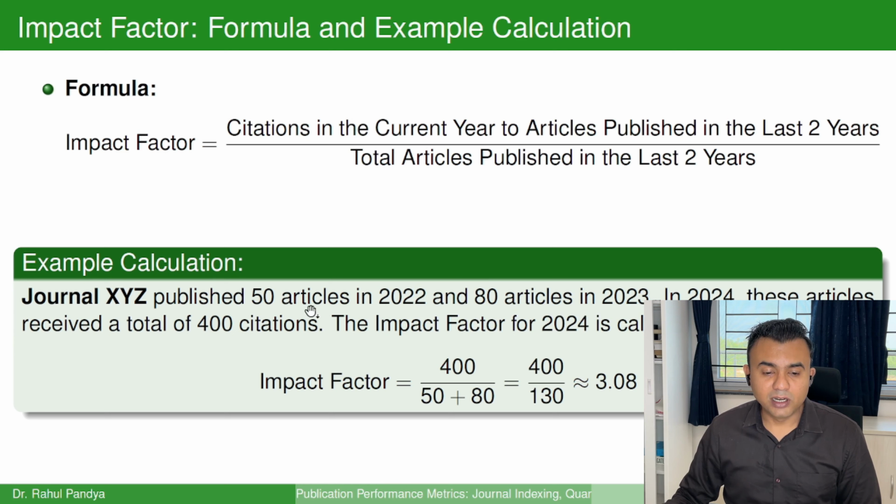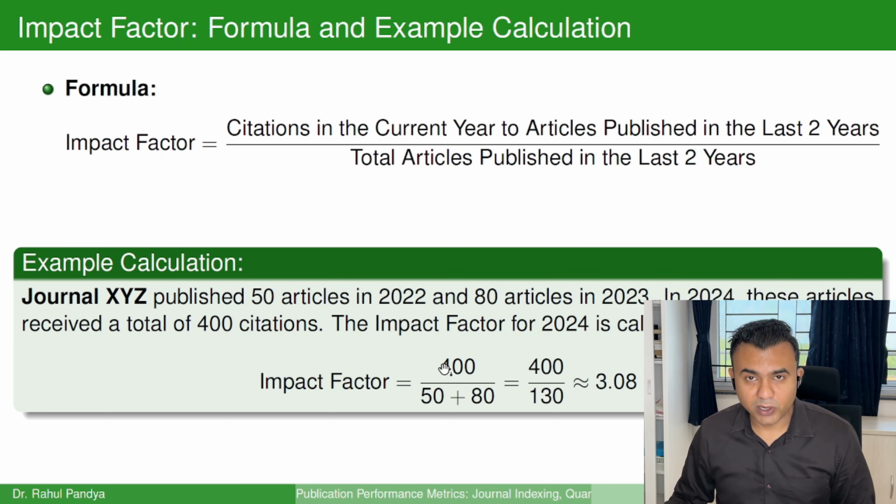So the total number of articles published in the last 2 years, 2022 and 2023, is 50 plus 80, which means 130 articles. Now the next part is the numerator. These articles received a total of 400 citations in the current year. So citations in the current year to the articles published in the last 2 years total 400 for that particular journal, right?